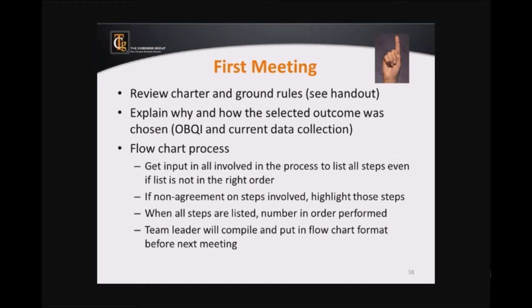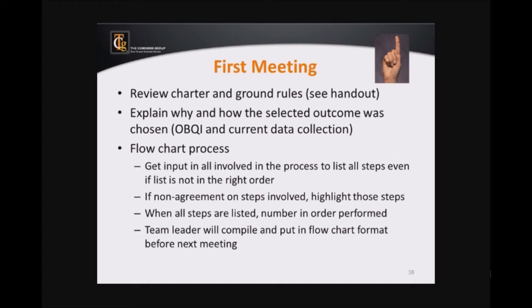Having the champion present for at least the first meeting can help to legitimatize the project and reassure participants they will be allowed enough time to do follow-up work. That will probably mean decreasing productivity expectations on meeting days or during times when participants will be doing follow-up work. I strongly advise having ground rules. A guideline for developing ground rules is included in your handouts. Allow a little time for discussion and add rules if all agree.